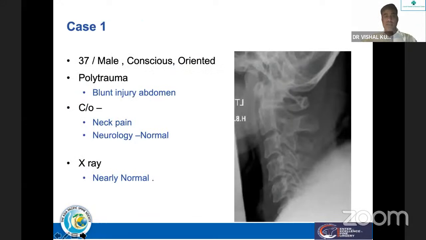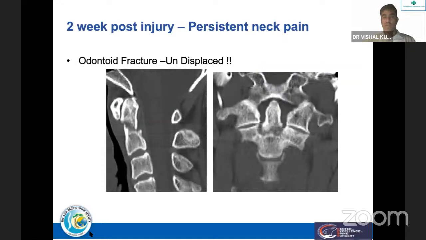This is just one case scenario where a young guy underwent a polytrauma, and the primary attention went on to an injury which was far more grotesque. The patient had a blunt trauma abdomen and was managed for that. Unfortunately, till 2 weeks, the patient continued having neck pain. And this is what was done at 2 weeks, showing that an odontoid fracture was diagnosed in this patient. And this patient was lucky that the fracture still remained undisplaced, which was managed conservatively.